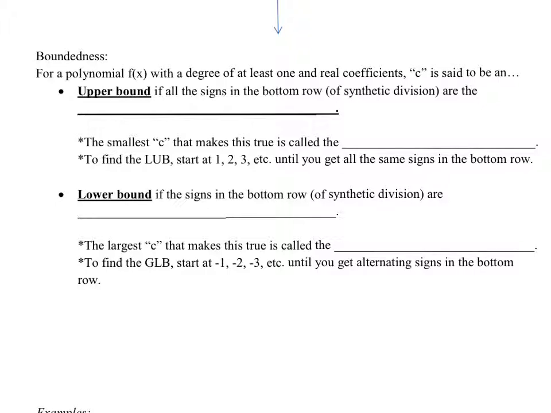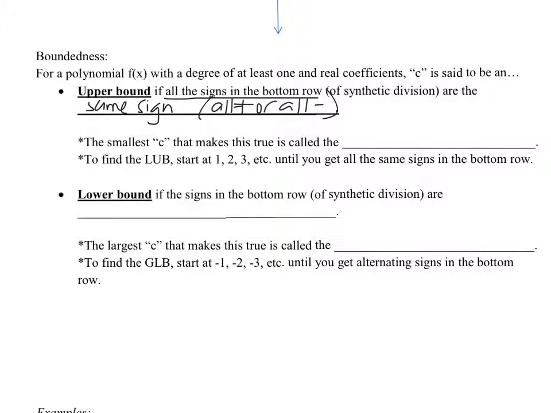So we're also going to talk about boundedness. I'll give you more of a real-life application of boundedness in class tomorrow, but it's another synthetic division type of test that you're going to be looking for. So just a test that you need to memorize. But something is called an upper bound, and it's just a vocabulary word, if, when you do synthetic division, all of the signs in the bottom row are the same. They have all the same sign, meaning all positive or all negative.